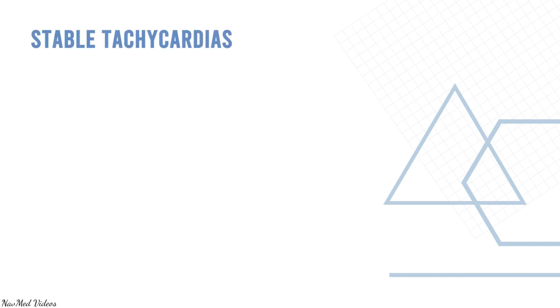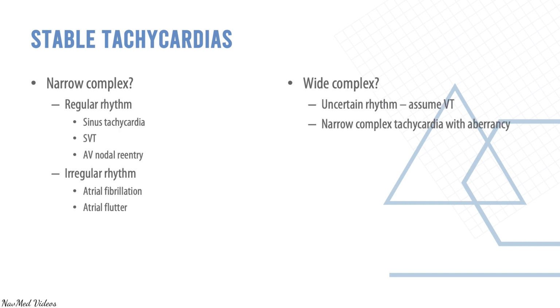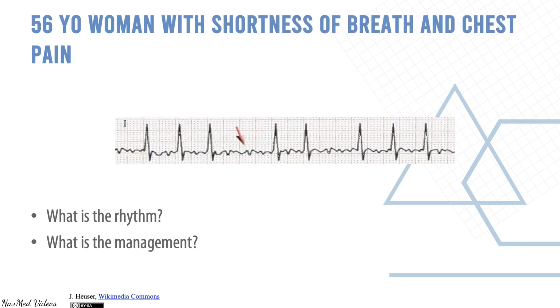Okay, so examples of stable tachycardias, you can have narrow or wide complex. You can pause the video here and have a look at them. I'm not going to talk about each one of them. The stable tachycardias. Okay, next one.